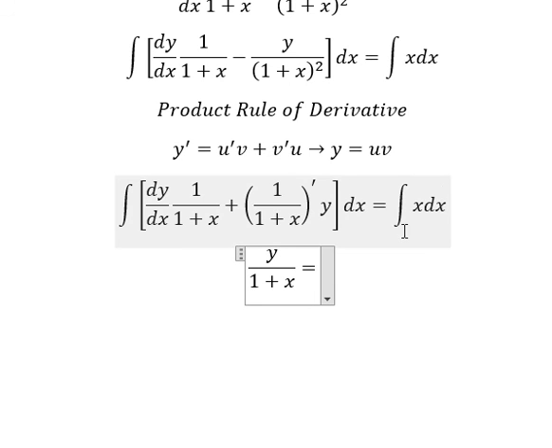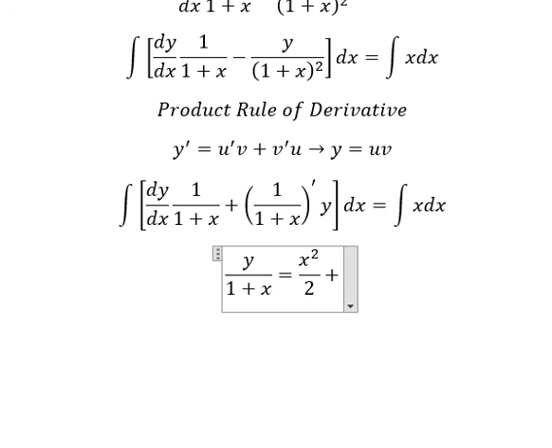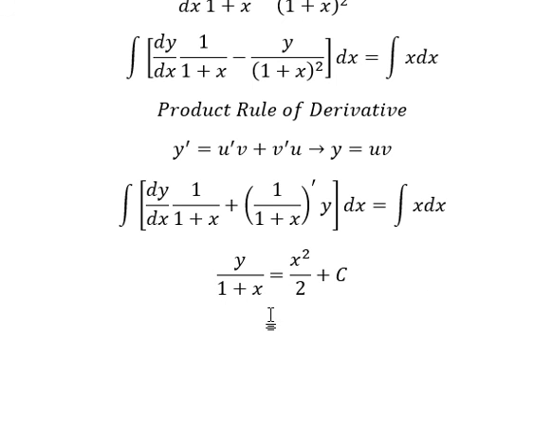The integration of s, you get s squared over 2, and we put c. After that we multiply both sides by 1 plus s, and then we get the final answer.